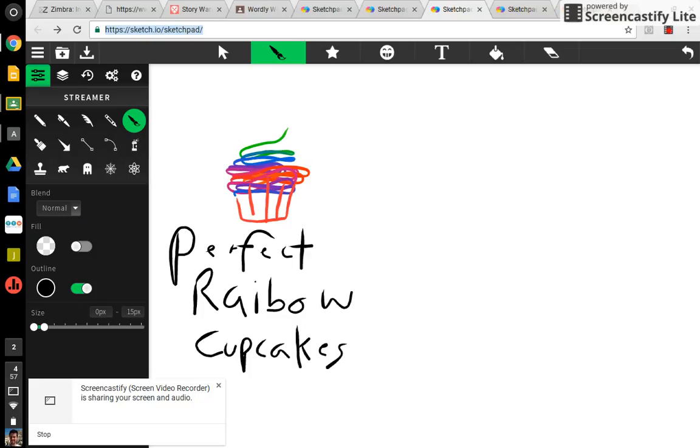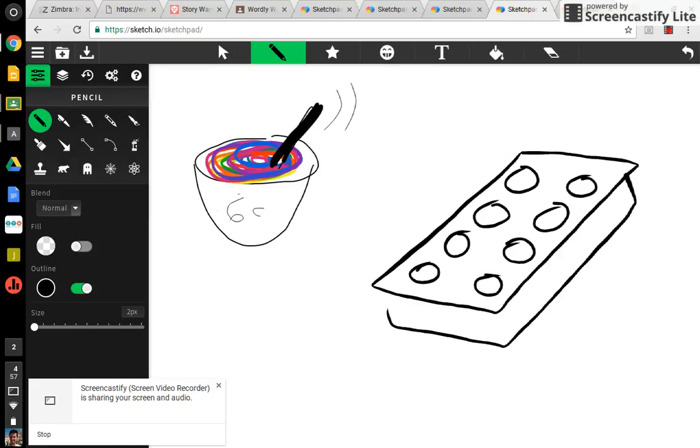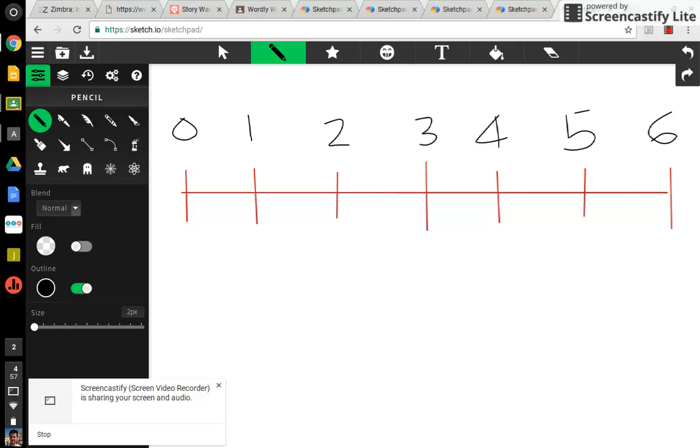So imagine that you are making the perfect rainbow cupcakes. Your recipe calls for 6 cups of batter. Each of your tins here can hold 1/3 cup of batter. The question is, how many cupcakes can you make? Let's look at a number line to try to help us out.